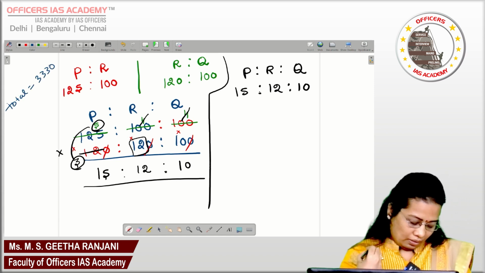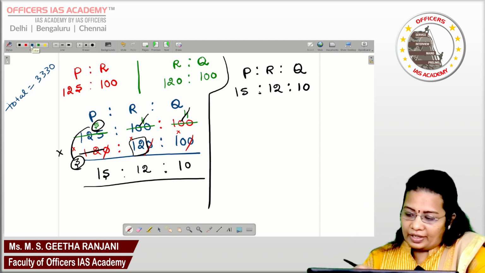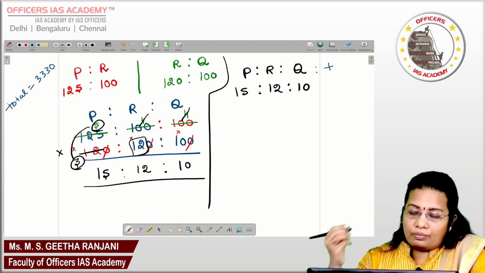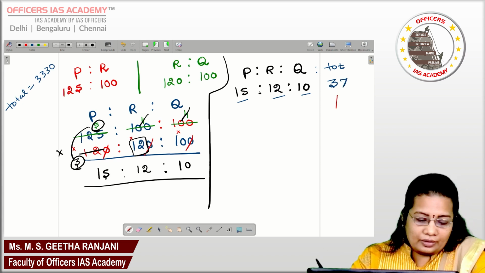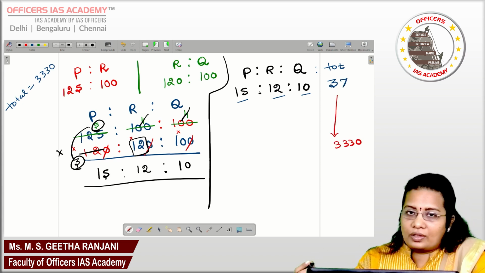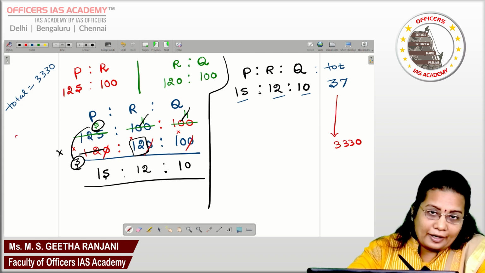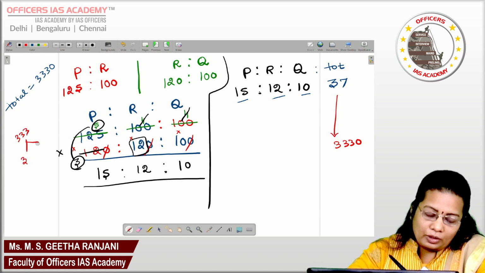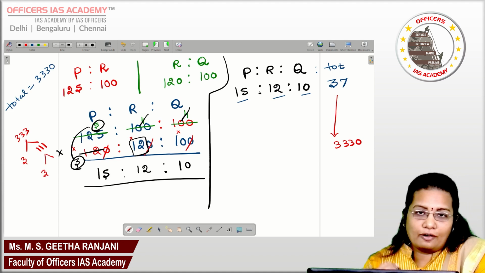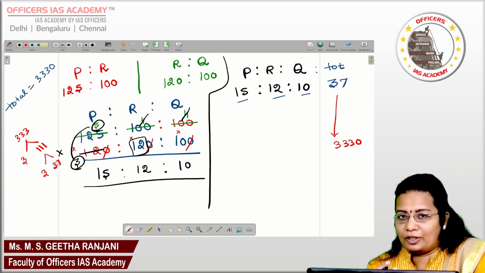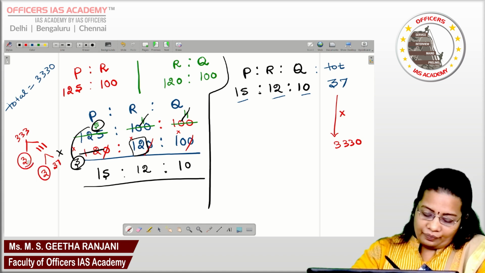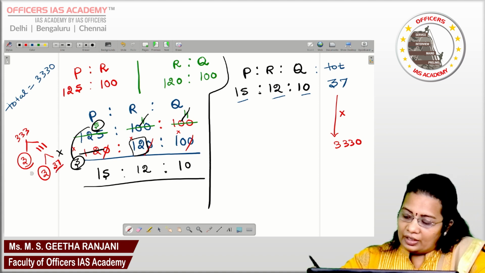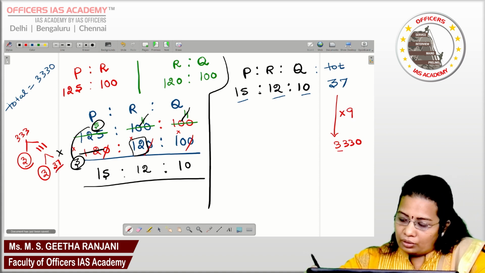3,330. And what is the value of P? Let's find it. So the total value is given, so find the total ratio. 15 plus 12, 27, plus 10, 37. This 37 part consists of rupees 3330. What is 333? It is a fancy number. It is made up of 3 into 111. And 111 is what kind of number? It is a product of, again 3, you can take the test of divisibility rule, into 37. So this 3 into 3 is 9. 37 into 9 is 333. So 37 into 9 is 333. One more 0, I can add 0 here.